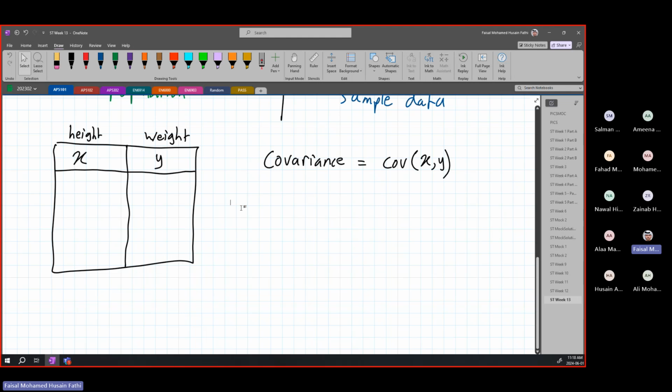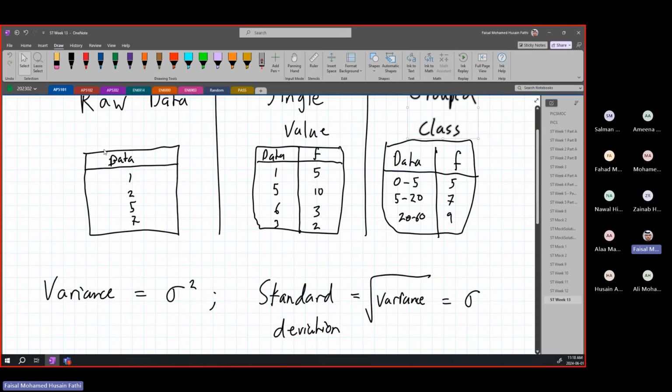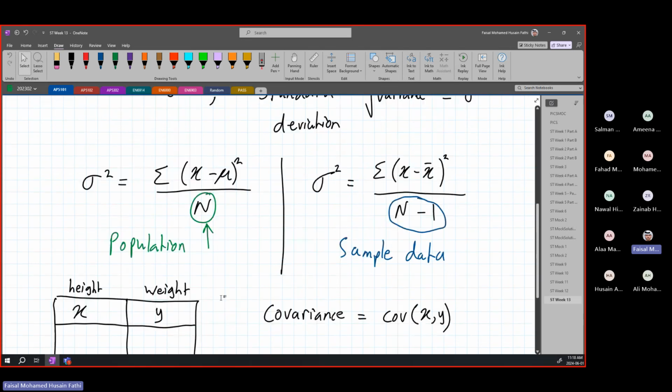There are multiple ways of finding covariance. It isn't that complicated. It is almost the same application that we did for variance, but the only difference here is we're going to be doing it for two sets of data, in comparison with each other. We're only going to be looking over raw data, not frequencies, like single value or grouped class. The only cases that I have seen is raw data, so that's what we will be covering.